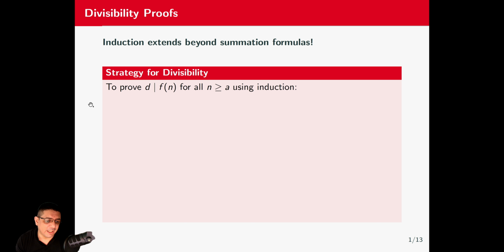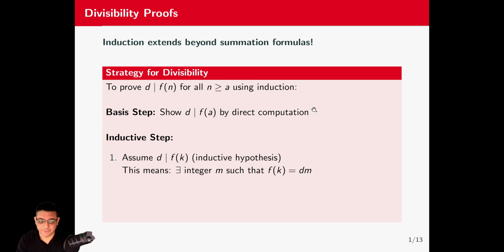So statements of the sort, to prove that D divides f of n for all n bigger than a, are done by using induction. Here the basic step is that we show that the number D divides f of a by direct computation. Then the inductive step is assuming that D divides f of k for a certain k.